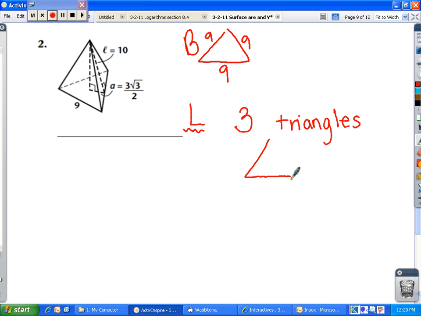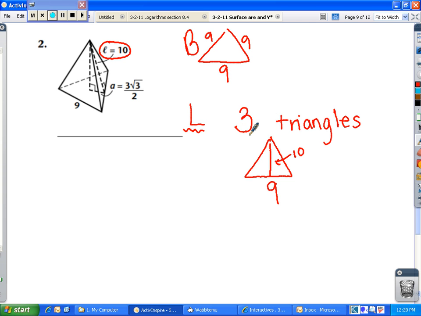I'm going to pull one of those out. And if you notice, the base of that side triangle is going to be the same as this, so that's going to be 9. And then they give me my L, see this little cursive L here? They give me the slant height is 10, so I know that my lateral surface has a height of 10. Okay, so this is going to be a little easier because I don't have to use the Pythagorean theorem to find what my lateral slant height is.